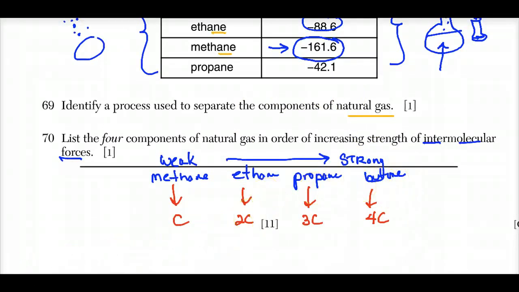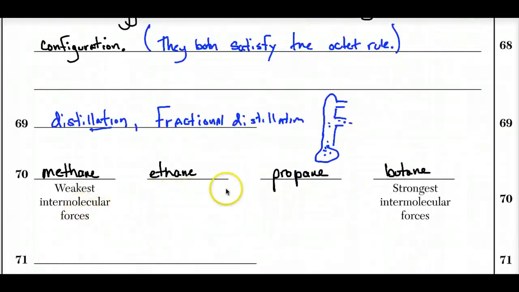So let's go to the booklet. So it's methane, ethane, propane, and butane. Just be very careful. They want it in increasing strength from the weakest to the strongest. So many people, when I grade this test, will get this reversed. You've got to really pay attention to what you're doing.